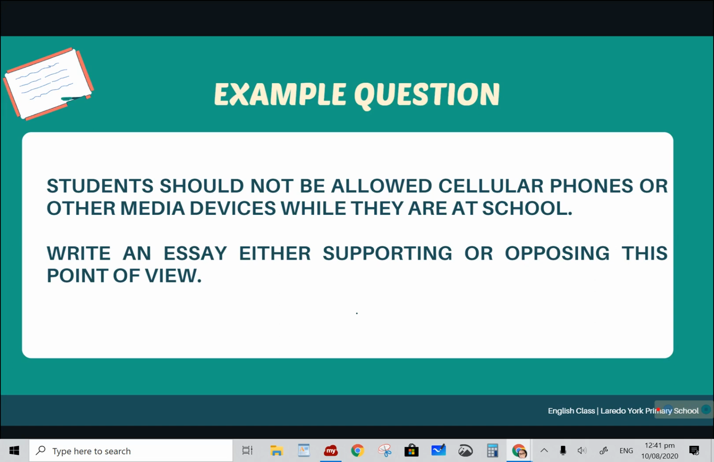We say question, but it is really a statement that is provided to students, and then they are asked to write an essay either supporting or opposing this point of view. So a point of view or a statement is presented, and students would actually have to write an essay either supporting or opposing this view, not both of them. So you have to choose a side, whether you support or you oppose, and let us go through the steps.